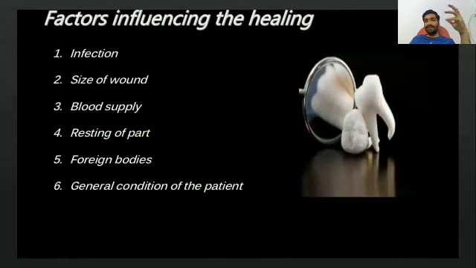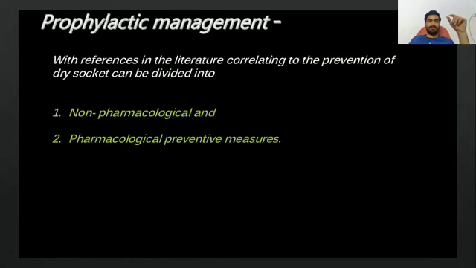What are the factors that influence healing? First is infection. If infection is more, healing will be delayed; if infection is less, healing will be quicker. Size of the wound in the same way. If blood supply is more, healing will be quicker; if less, healing will be late. Resting of the part, meaning the part should be given appropriate rest. Then foreign bodies which accumulate in that area, and the general condition of the patient.